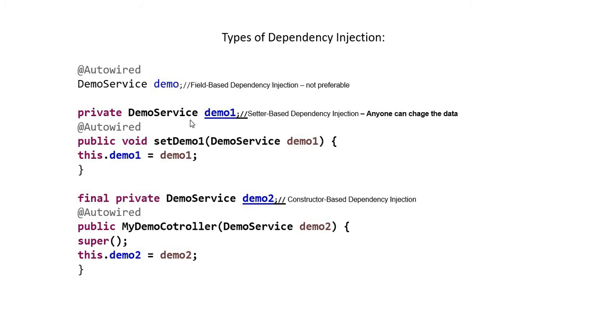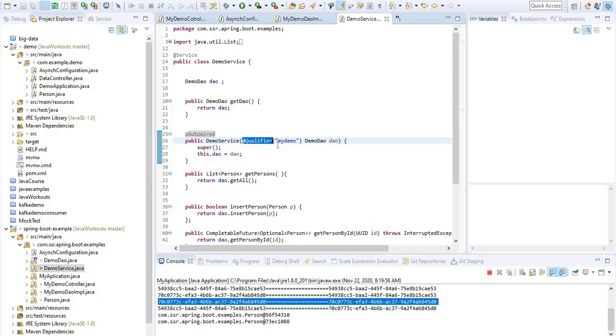To avoid that, you can use the qualifier attribute. You can use the qualifier like this, to avoid ambiguity about which bean to use. With the qualifier you need to give the name of the bean. That's the purpose of the qualifier.